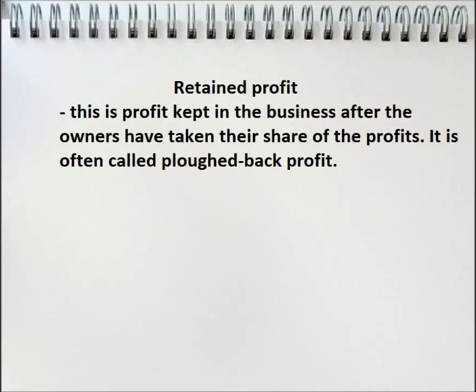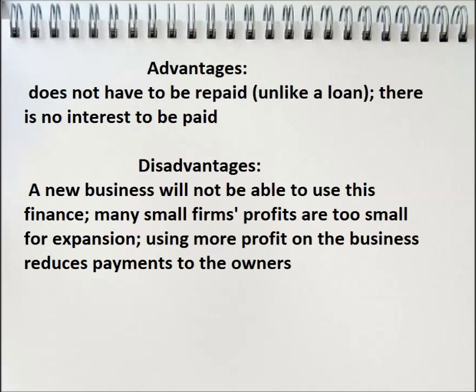Retained profit. This is profit kept in the business after the owners have taken their share of the profits. It is often called plowback profit. Advantages: it does not have to be repaid. Unlike a loan, there is no interest to be paid. Disadvantages: a new business will not be able to use this finance. Many small firms' profits are too small for expansion. Using more profit on the business reduces payments to the owners.